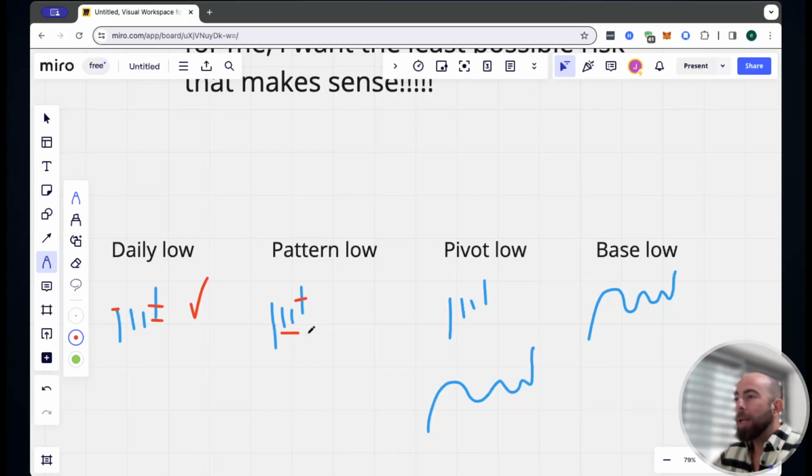So this is a pattern low. You see, this is the pattern. This would be the breakout, the daily breakout low, just like over here. But this would be the pattern low.